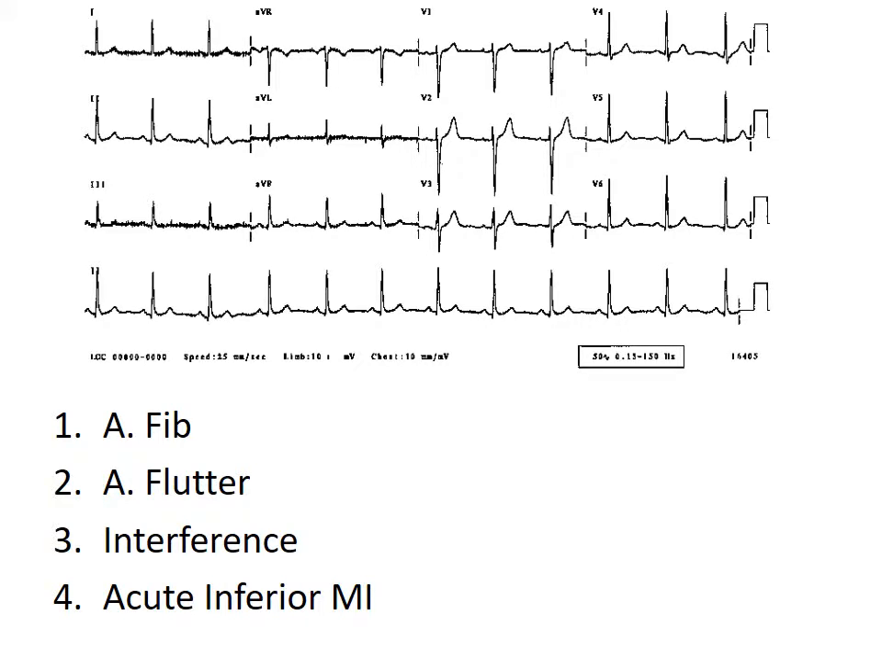Look at 2, 3, and AVF. Do you see any ST elevations? Nope. T waves upright? Yep. ST depression even? Nope. So it ain't acute inferior MI. You do see some almost fibrillation stuff, especially in lead 3, 1, AVL, AVR. That's interference. Probably somebody had their cell phone on and it interfered with the EKG machine. So you'll see that out in practice too. It's annoying.